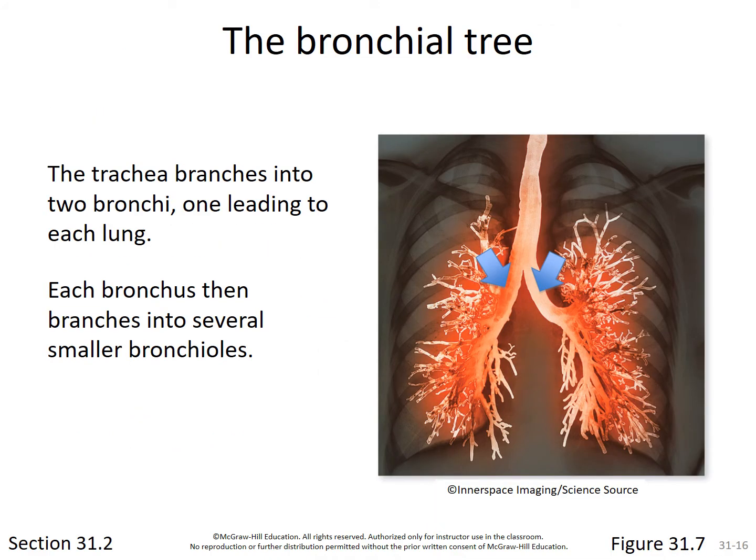Okay, so as the trachea moves down towards the lungs, it branches into two bronchi, and each bronchus leads into each lung. So this says that each bronchus then branches into several smaller bronchioles. That's not quite correct. Each bronchus will branch into several smaller bronchi. There will be two secondary bronchi for the left lung and three for the right lung. Those bronchi will subdivide into more bronchi, and they subdivide about 24, 25 times. By the time you get down to the very smallest ones, they're really microscopic.